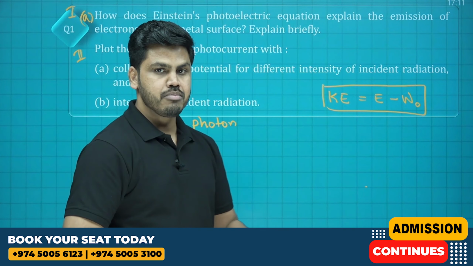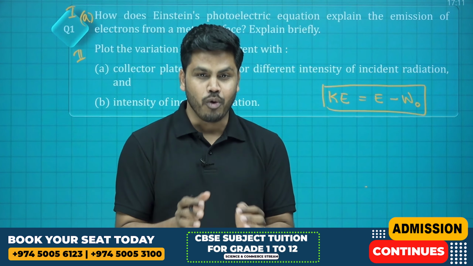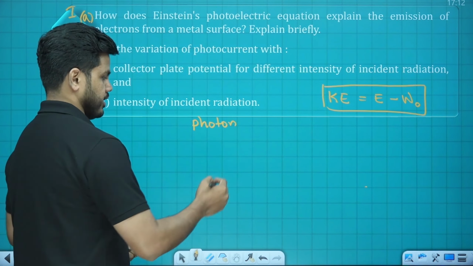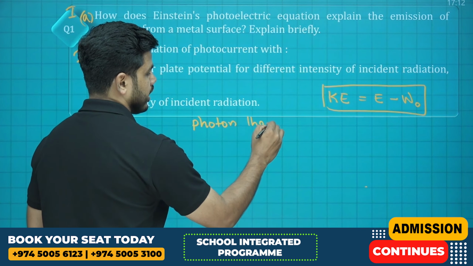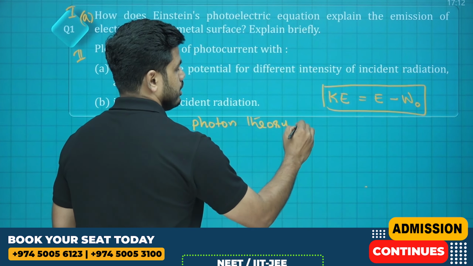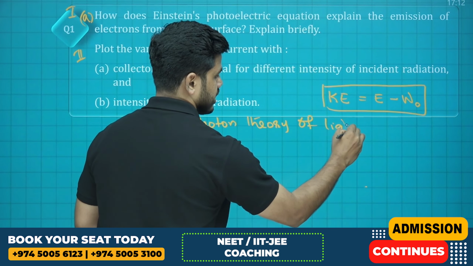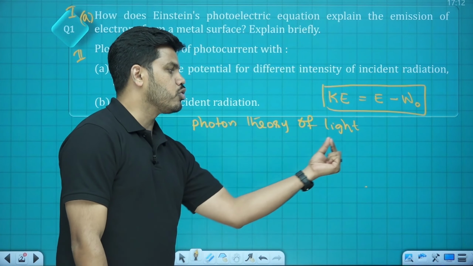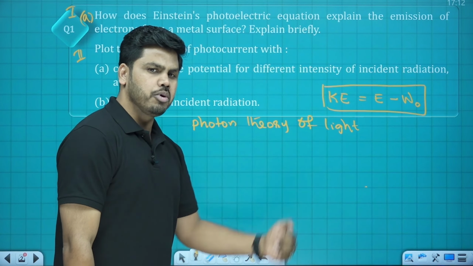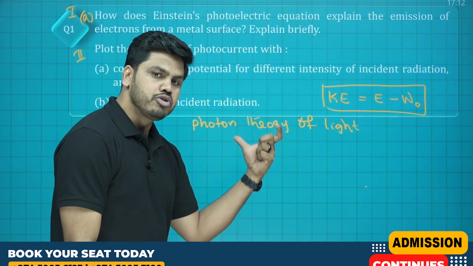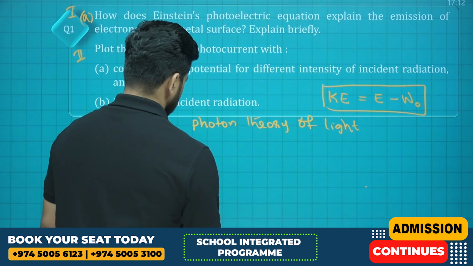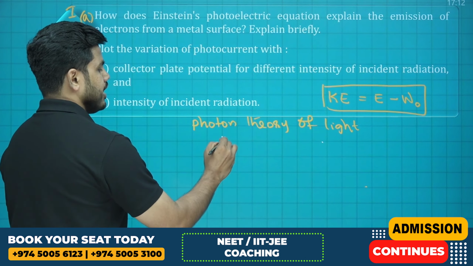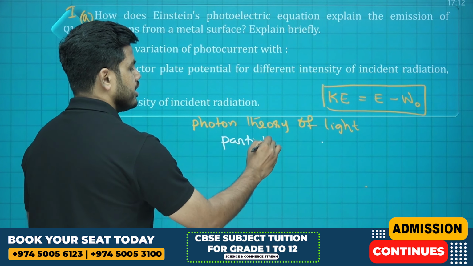We know photoelectric emission is a phenomenon which can be explained only using the particle nature of light. So the photon theory of light is the first point that we have to include, and mention that term. Einstein explained the photoelectric effect using the photon theory of light. One more point: he explained photoelectric emission as a particle-particle interaction.